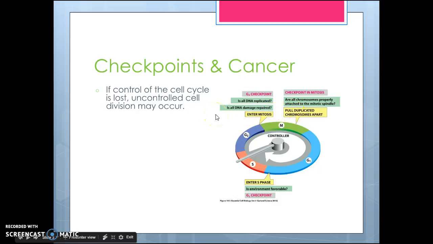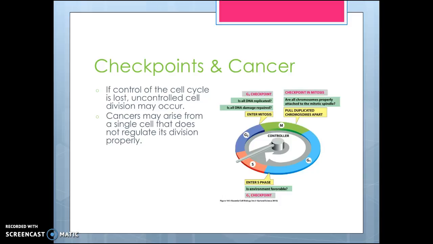If for some reason control of that cell cycle is lost and checkpoints are not saying stop or go, then that particular cell may enter uncontrolled growth. There's nothing controlling that cell's growth. At that point, cancers may arise from a cell that does not regulate its division properly. So cancer cells are cells that have the ability to ignore or override those checkpoints. Instead of allowing themselves to be controlled by those checkpoints, they just continue to divide no matter what that chemical system says. And that's where issues come in.